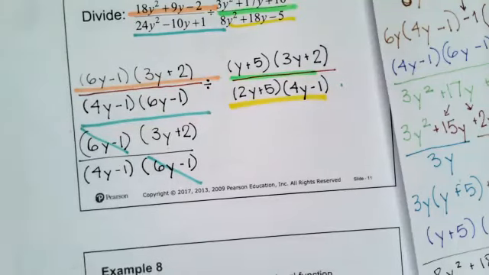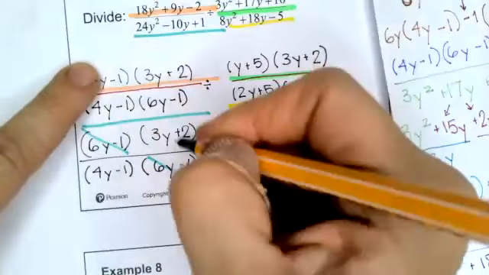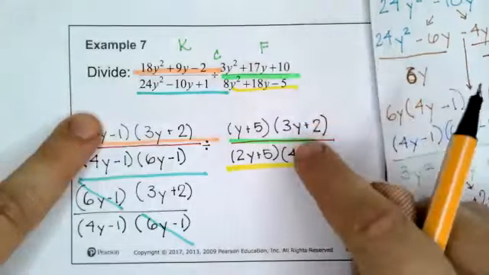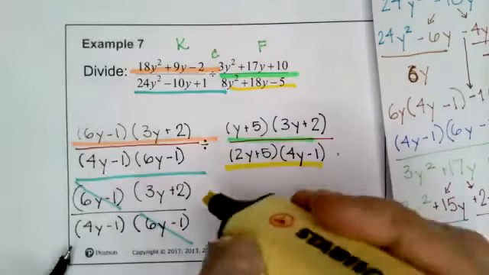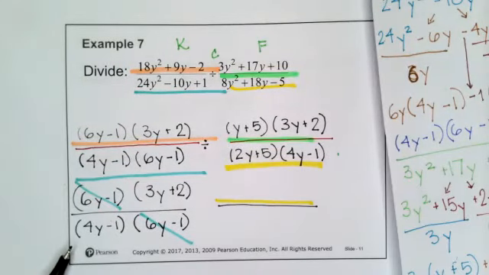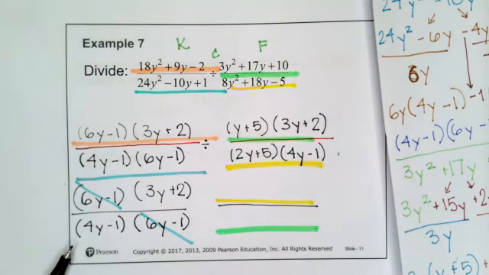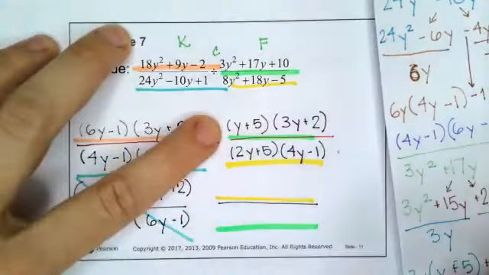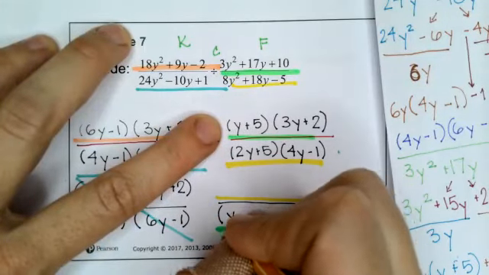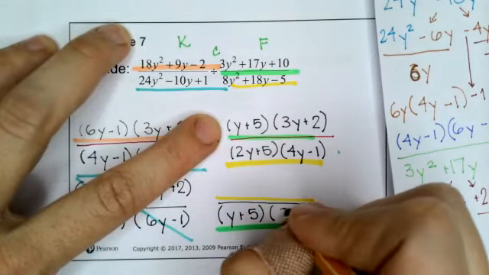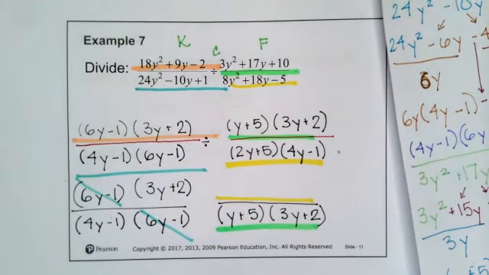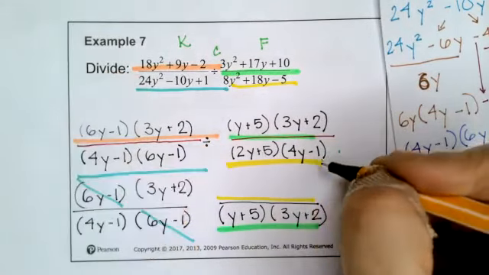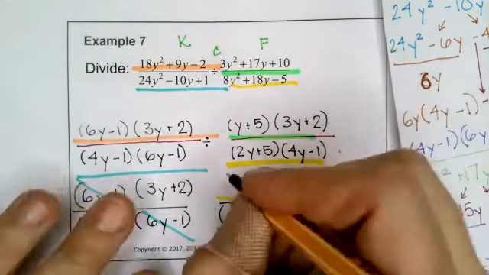Okay. So that was our K. Remember, F. So that means we're going to flip this. What was yellow on the bottom is now yellow on the top. What was green on the top is now green on the bottom. So y plus 5 times 3y plus 2 is now on the bottom. Good. 2y plus 5 times 4y minus 1, which was on the bottom, is now on the top.